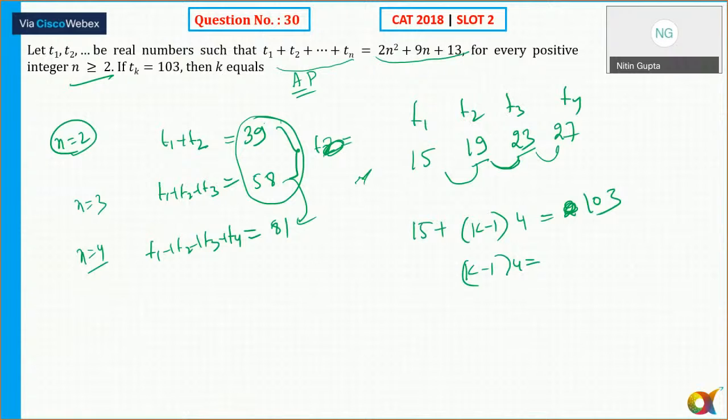How much does it come out to be? 103 minus 15 is equal to 88. So k minus 1 is equal to 88 by 4, which is equal to 22. So which means the answer is 23. Any doubts to anyone now? Please tell me if there are any doubts.